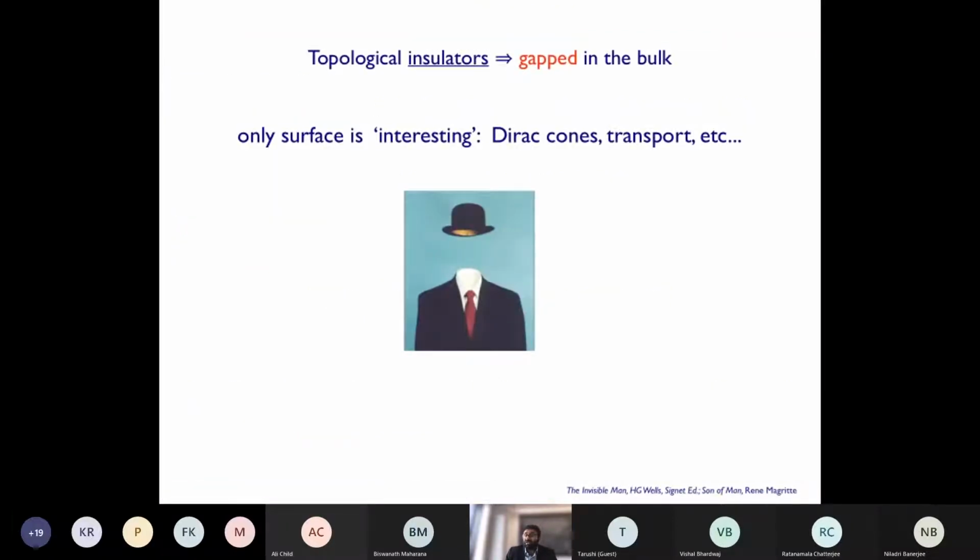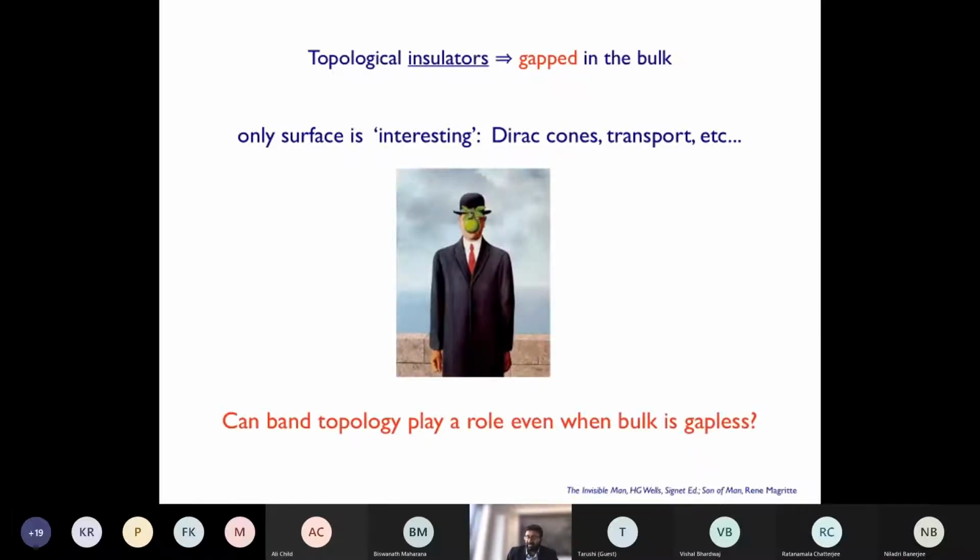So the topological insulators that I talked about are things that are gapped in the bulk. If you like, they're the picture of the invisible man. There's nothing going on in the bulk. The only thing that's interesting is everything around the bulk of the system. That's where you get these Dirac cones, non-trivial transport, all these things. What we have here is something a little bit more rich. There's something going on in the bulk. And the question is, can topology play a role even when the bulk is gapless?